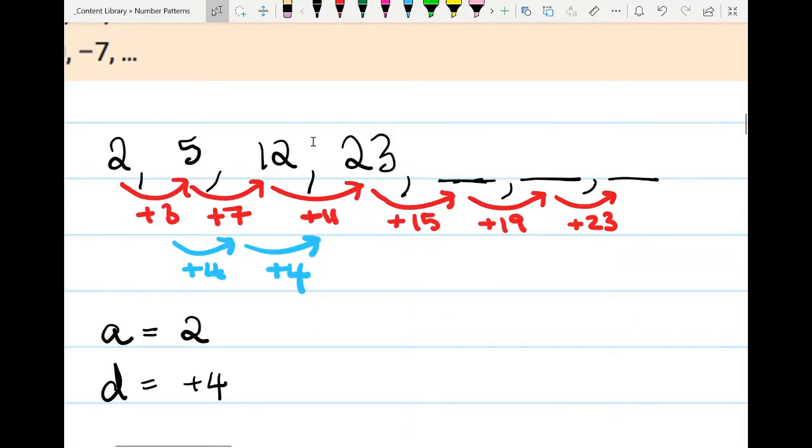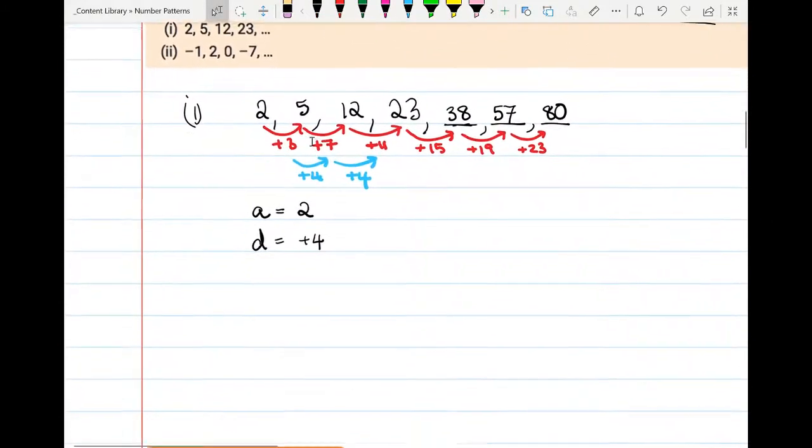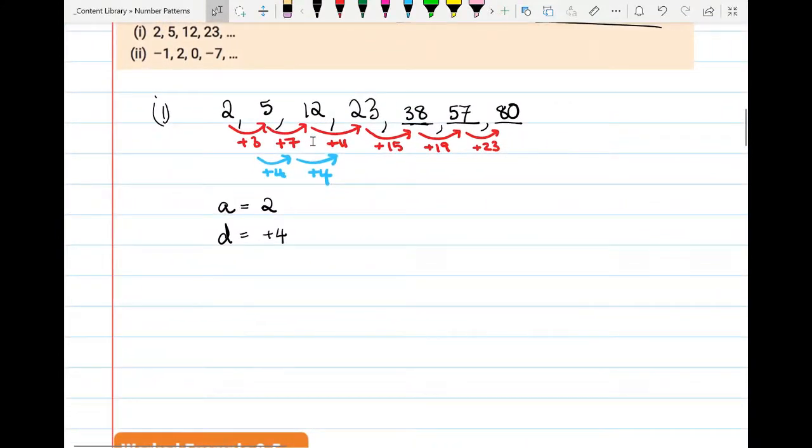Now I can add on those differences to get the next terms. From 23 I need to add 15. That is 38. From 38 I need to add 19. That will take me to 57. And from 57 I need to add 23, and that would take me to 80. So that's all 3 questions answered.